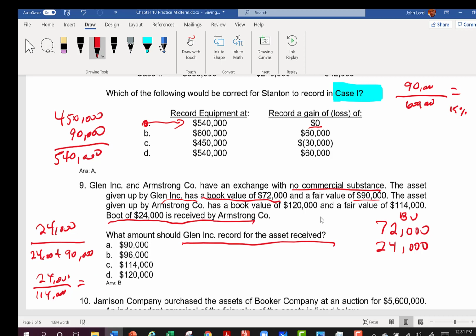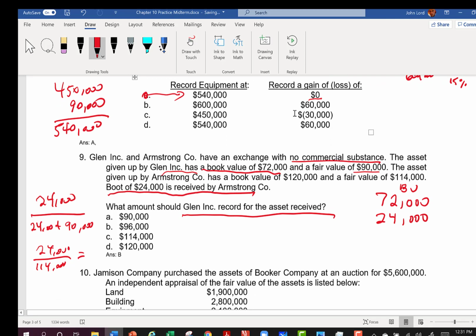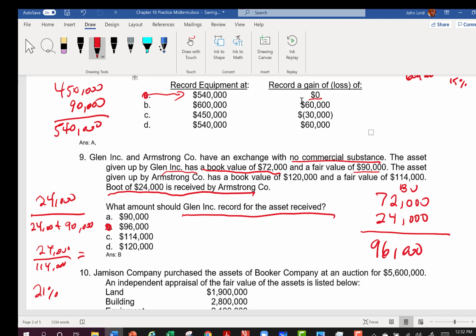21%, I guess I'll write it down here since I'm not going to be able to squeeze it in very well there, equals 21% roughly. Okay, that's definitely below 25. So since Glenn was paying cash, I take no gain here because it's below the 25% threshold. And so I come up with 96,000, which is the amount the new machine would come in at. Okay, again, those rules keep coming up over and over again for us, right?